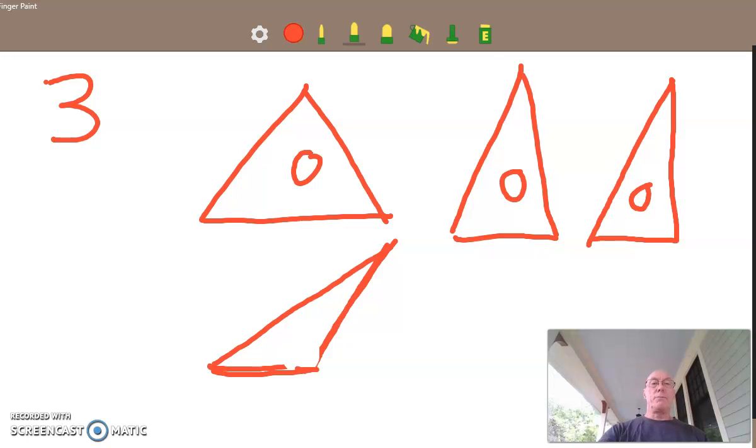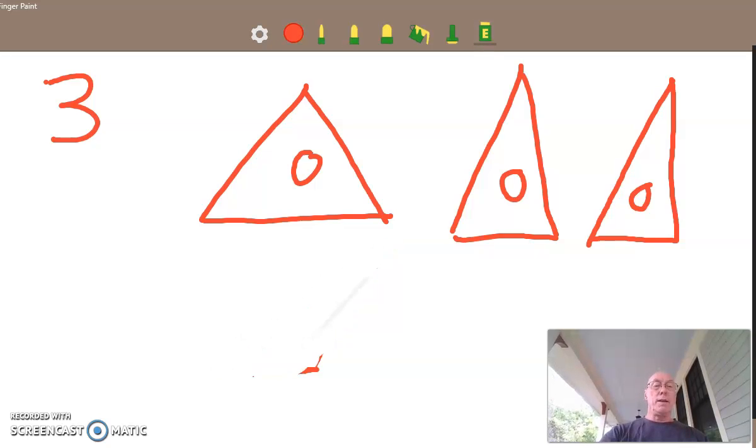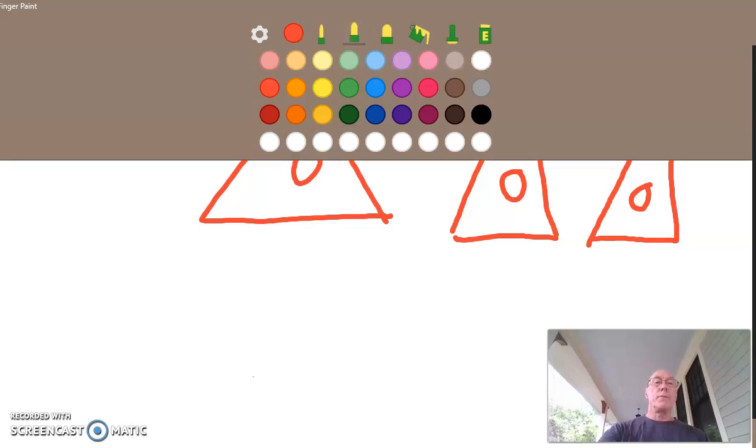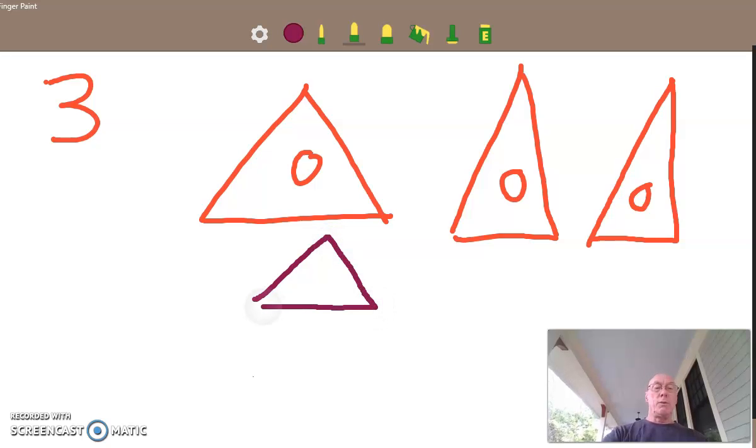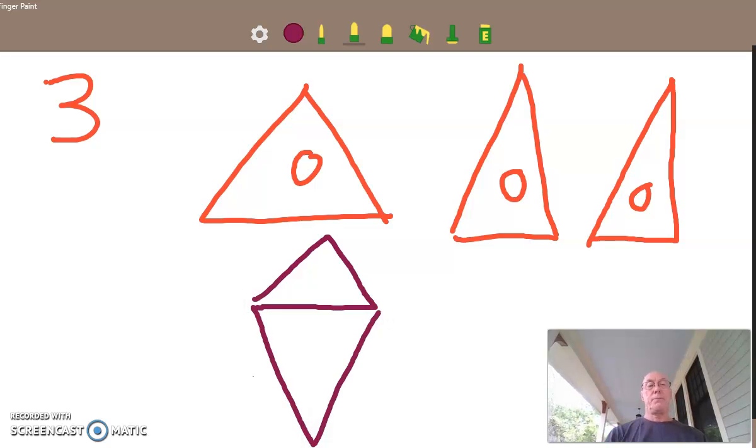And guess what? We can even draw a kite with two triangles. Let's try it. Let's pick a different color. Let's take purple. So here we're going to make a kite with an equilateral triangle there and an isosceles triangle here. There's our kite.